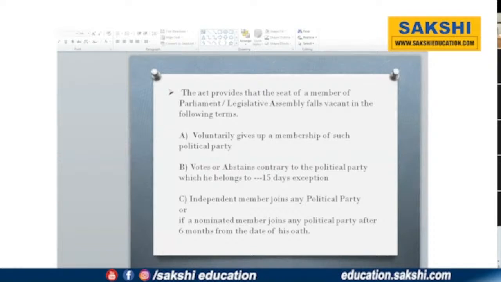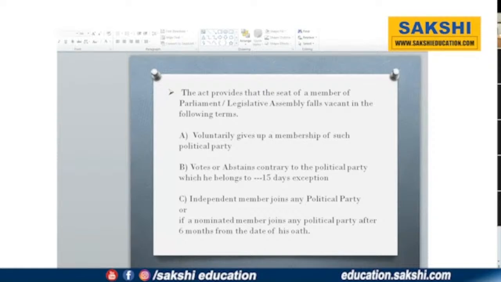There is an exception, of course, that the concerned person has to give an explanation to the concerned party within 15 days. In case the party is satisfied with the reason expressed by that member, then he can be exempted from that particular action.